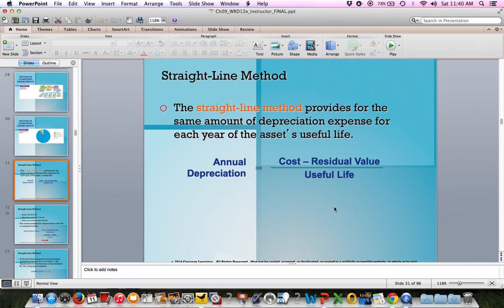So the straight line method provides for the same amount of depreciation expense for each year of the asset's useful life. So once I come up with the number per year, it stays the same every year. It never changes. And that formula is very easy. It's not too hard to calculate. So make sure you understand this formula. Annual depreciation is cost minus residual value divided by useful life. Okay, that's straight line depreciation. So if I get a number, it's that same number every year until I'm done using the asset.